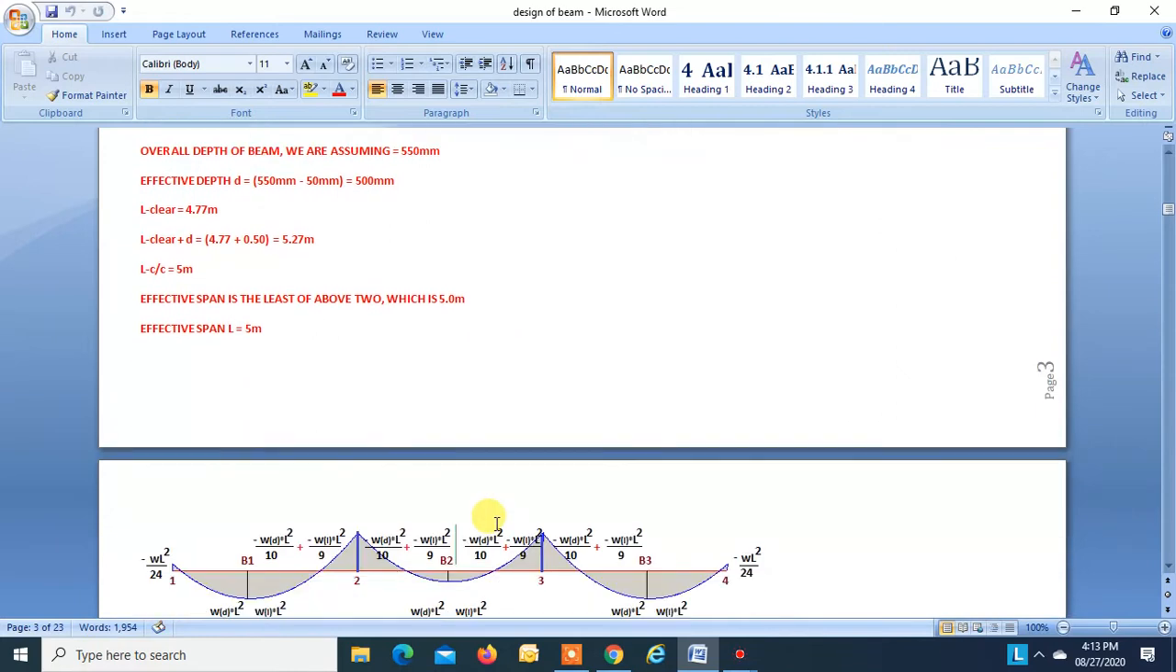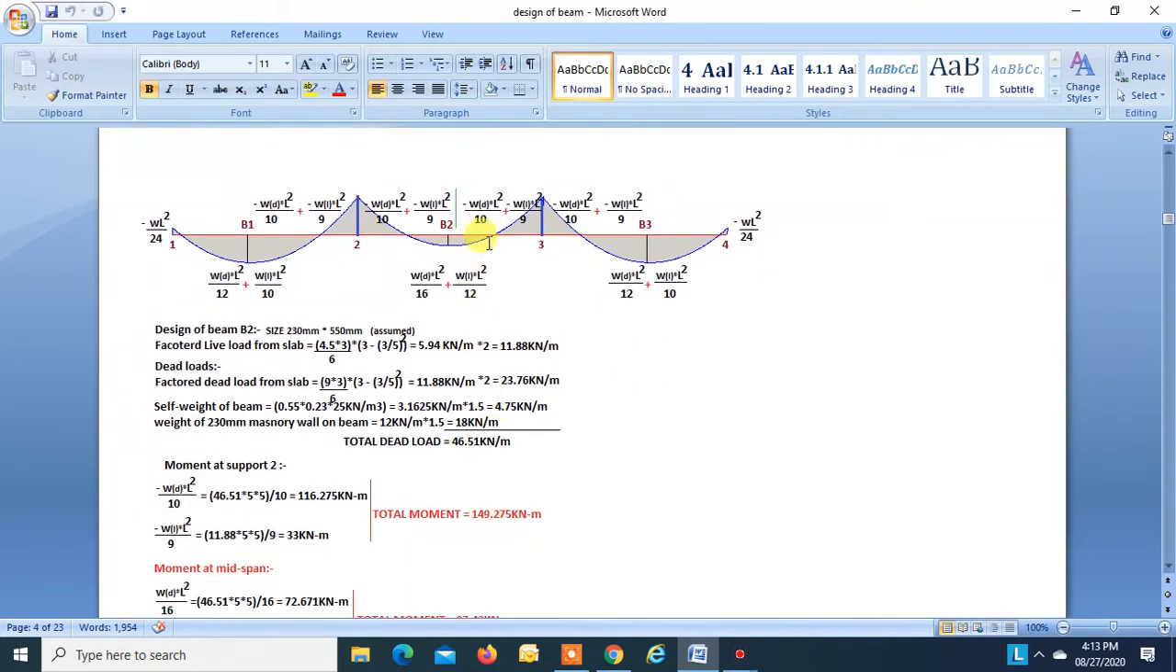Now, first we will design our beam B2. This beam we will design as a singly under-reinforced section. This one partly we will design as doubly, and the remaining part as a singly under-reinforced section. And this beam will be designed partly as a T beam, and for the hogging moment we will design it as a singly under-reinforced section, right? Let us start with the design of beam B2. Size we assume to be 230 by 550 mm.